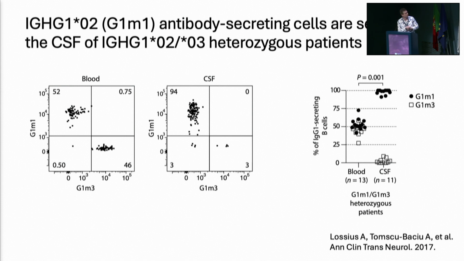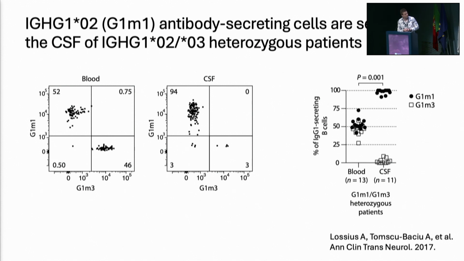And this is just one example where you see that in blood we find approximately 50-50 distribution, which is expected. This is one heterozygous individual. It's expected to have a 50-50 distribution of these two alleles. However, in the cerebrospinal fluid, there was this smack-you-in-the-eye thing that he was right. This is actually the B cells that are carrying the M1 that are selected to the cerebrospinal fluid of heterozygous patients. And this is the summary graph, which shows that it's always towards the M1 allotype.